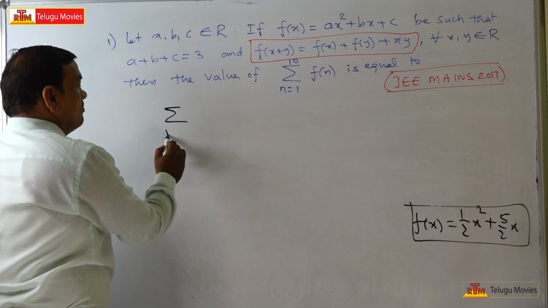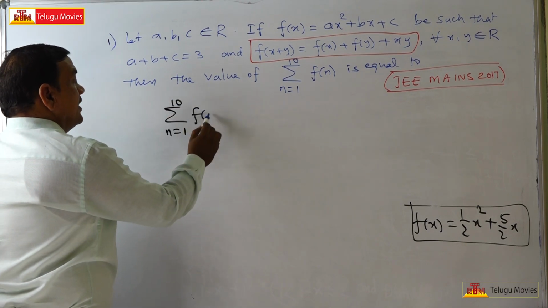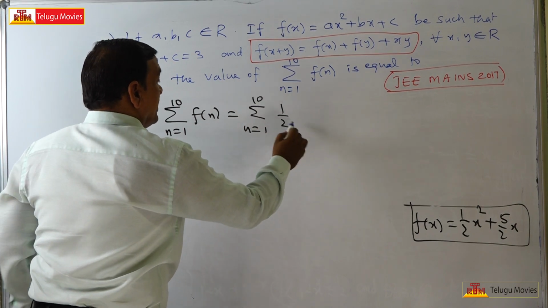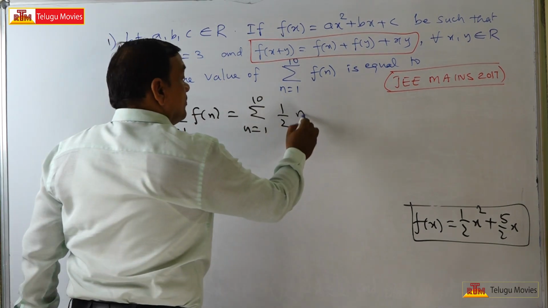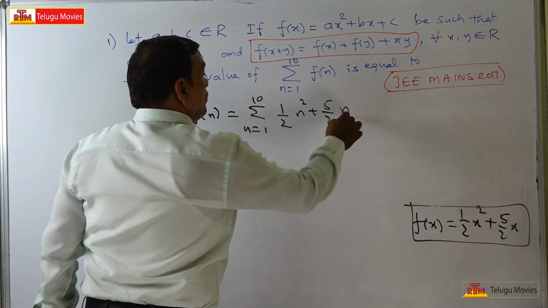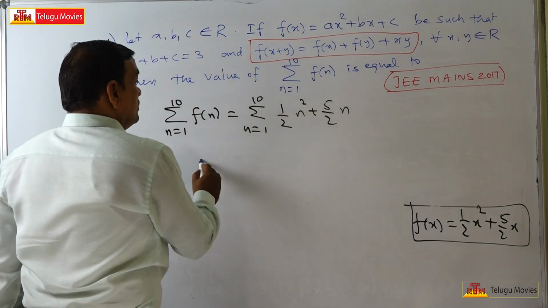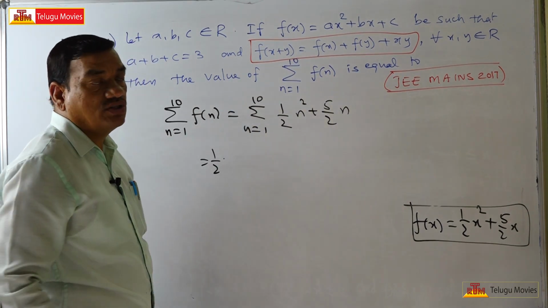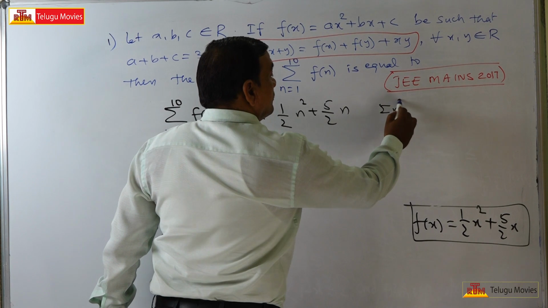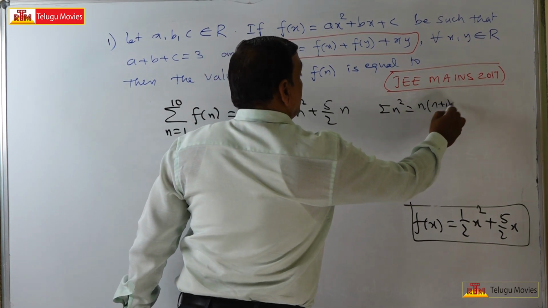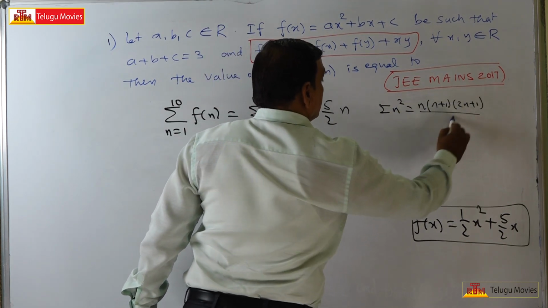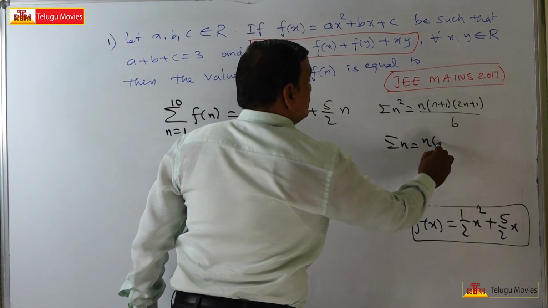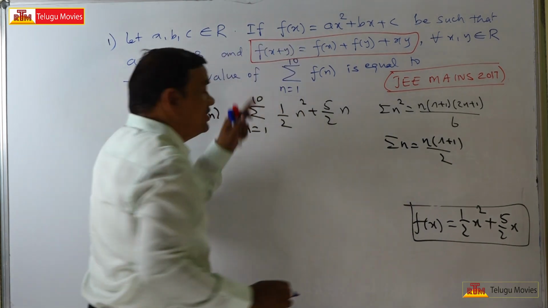So sigma n runs from 1 to 10, f of n. f of n means 1 by 2 n square plus 5 by 2 n. So this is equal to 1 by 2 into sigma n square, plus 5 by 2 into sigma n. Sigma n square value is n into n plus 1 into 2n plus 1 upon 6. Sigma n value is how much? n times n plus 1 upon 2. This is up to 10.